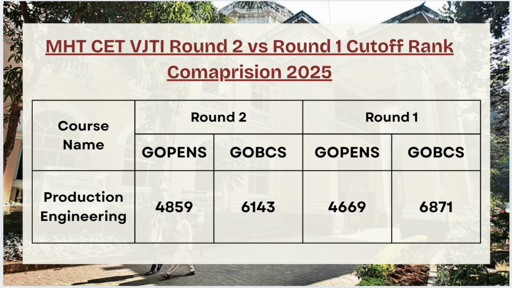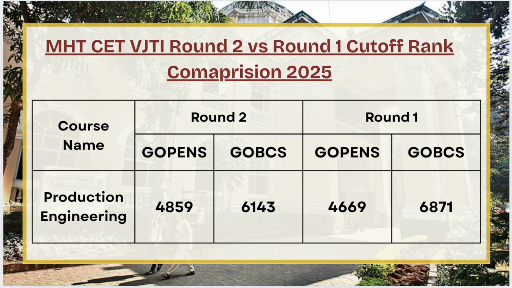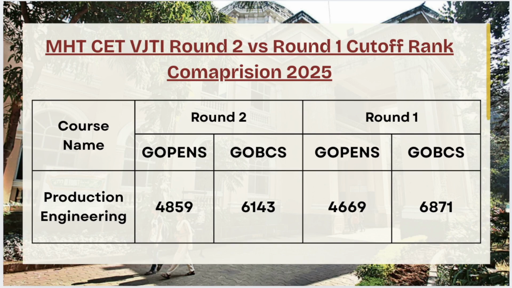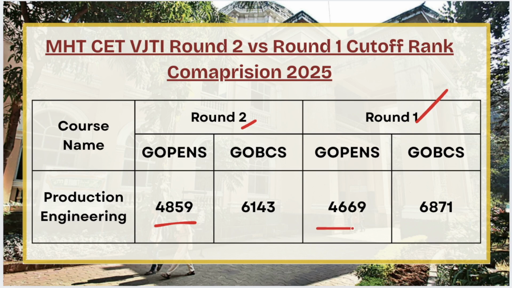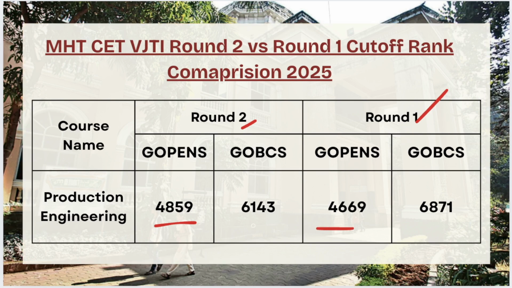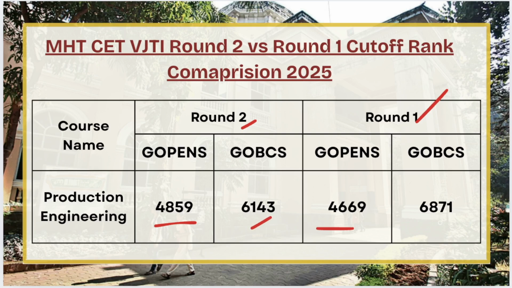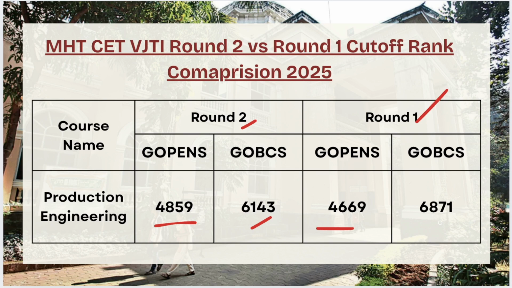Next in the list we have production engineering. As you can see on screen, for G-Open category the cutoff rank was 4859 for Round 2 counseling, whereas in Round 1 the cutoff rank was 4669. For GOBC category in Round 2 the cutoff rank was 6143, whereas in Round 1 the cutoff rank was 6871.